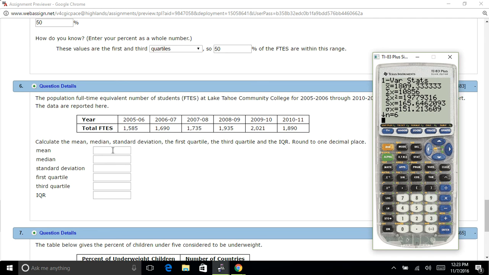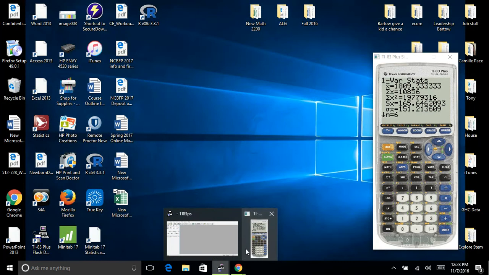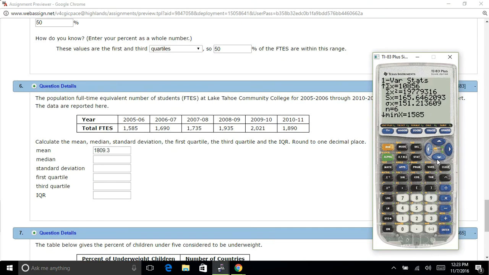Okay, what's my mean? And it wants it in 1 decimal place. So my mean is the first thing I see. This one is 1809.3. So I'm going to do 1809.3. Okay, my median. So I'm bringing back up my calculator. So if I scroll down, it says my median is 1812.5.